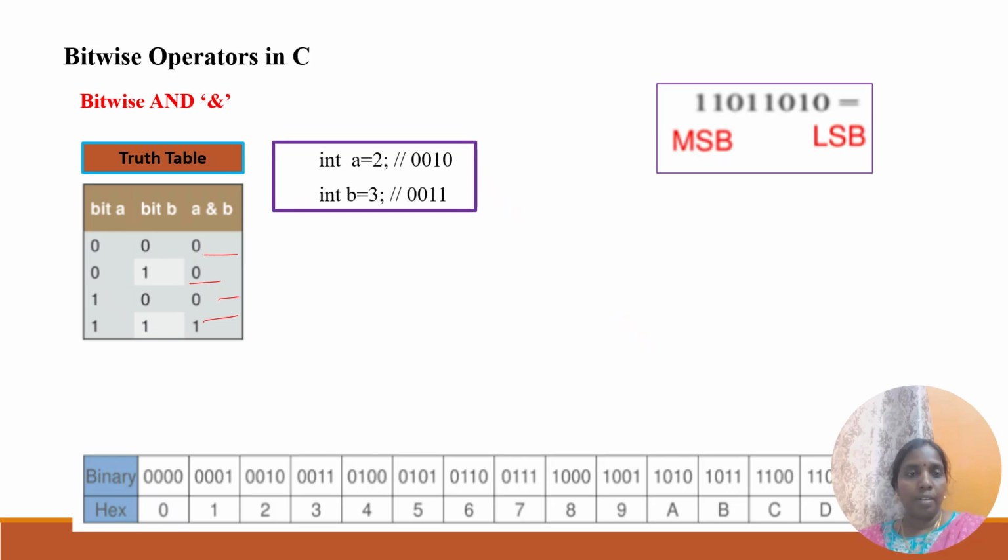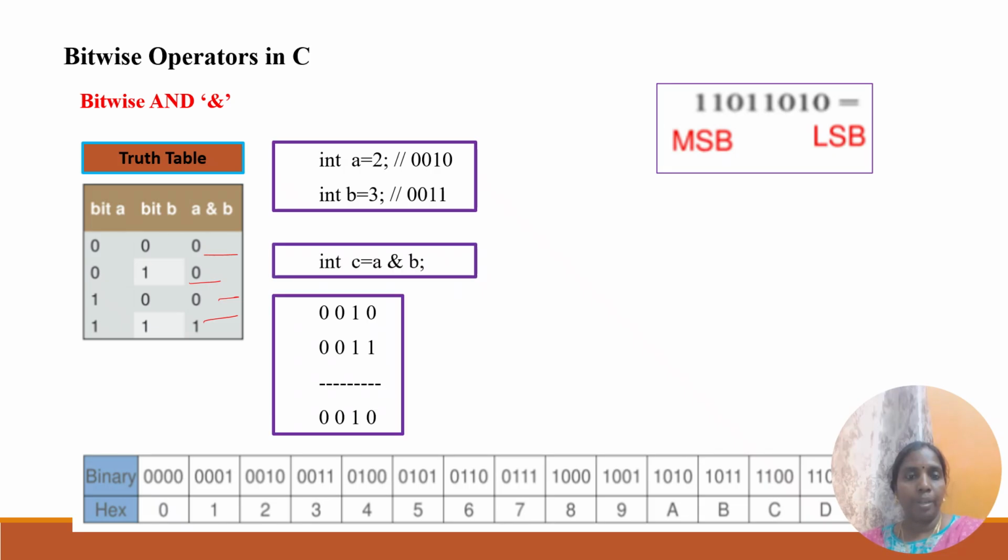So you can see the integer values A equal to 2, B equal to 3 and C equal to A and B. As per the table, if any one of the inputs is 0, the output is 0. If both the inputs are 1, the output is equal to 1. Both are 0, 0. So the output of this expression is 2.